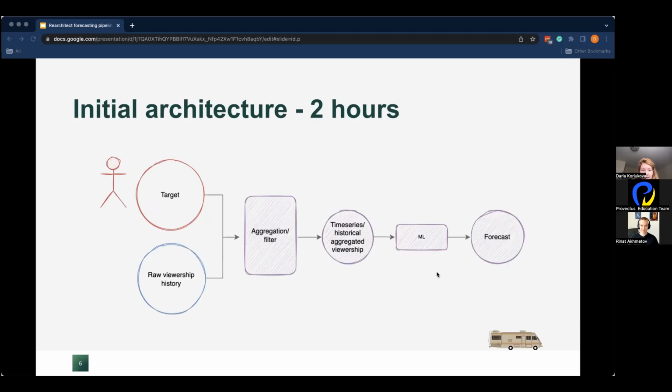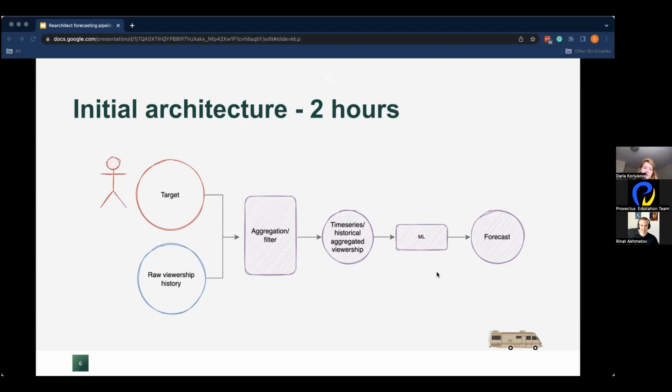So how do we get this time series data? Of course, in blue, we have the raw viewership history. On a daily basis, we collect all the IDs, all the IP addresses, all the device IDs that we could possibly steal from you. And we merge this data with the target.